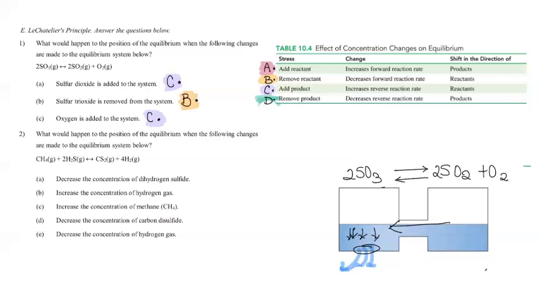So let's go through problem 2. When we decrease the concentration of dihydrogen monosulfide, what letter does that correspond to? We're decreasing... Great job. We're decreasing a reactant.